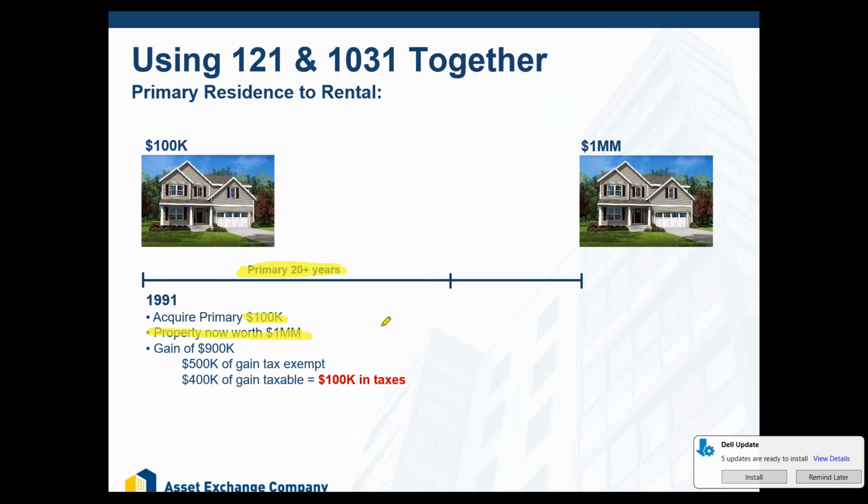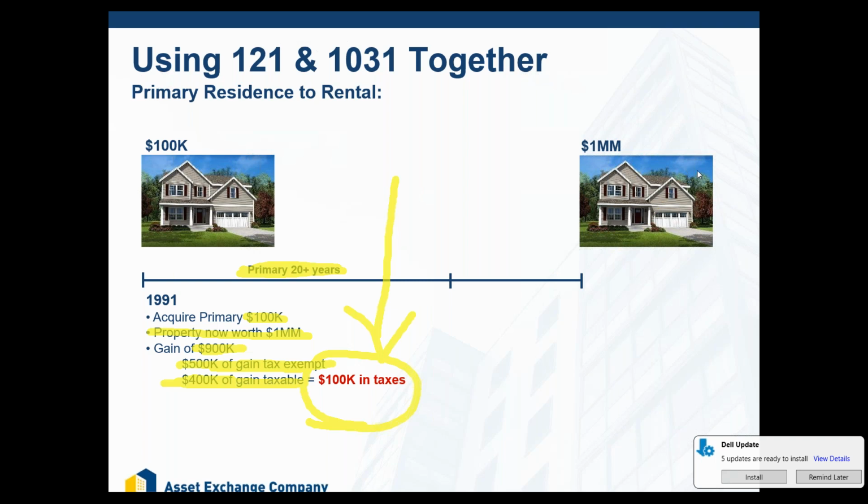How much gain do you have? Well, you have $900,000 of gain. And if this is your home and you're married, $500,000 of that gain is tax-free. The problem is all of the excess gain of $400,000 is taxable. And if you sell the property as your primary residence, you're going to pay $100,000 in taxes.